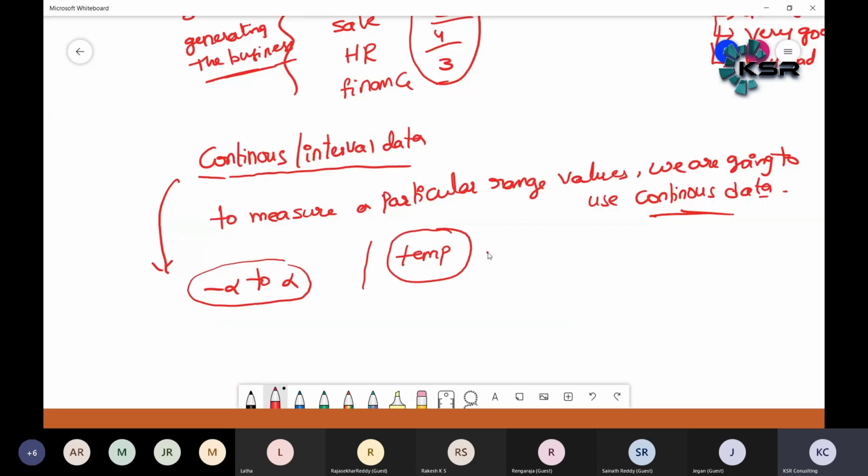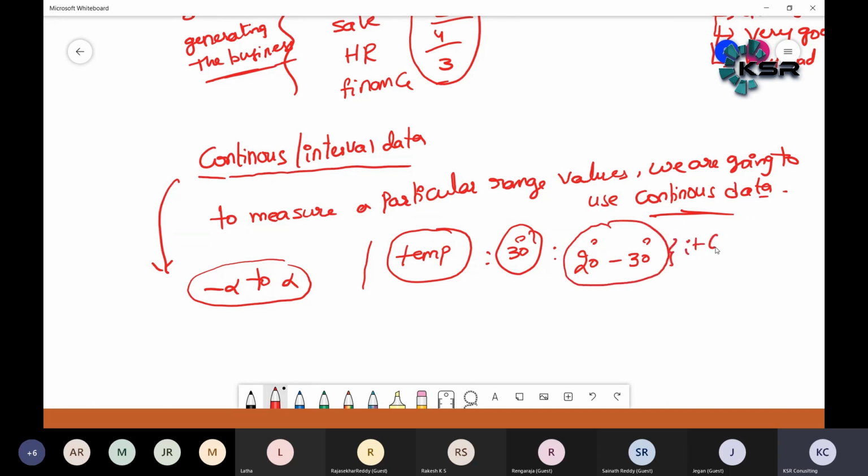Okay. Temperature may say 30 degrees. Will it be the same for the entire day? No. There could be some minimum temperature and maximum temperature, right? Minimum temperature 20 degrees, maximum temperature 30 degrees. It could be any point in between this range.